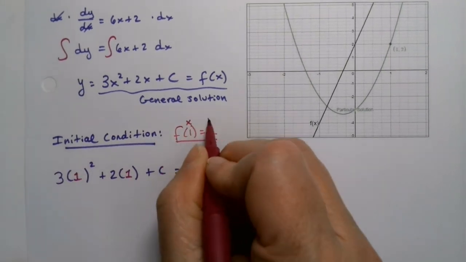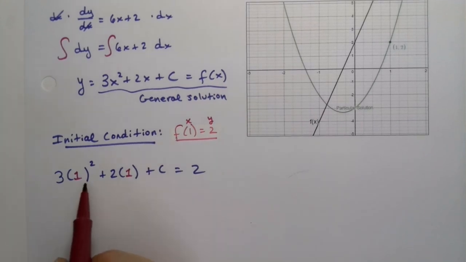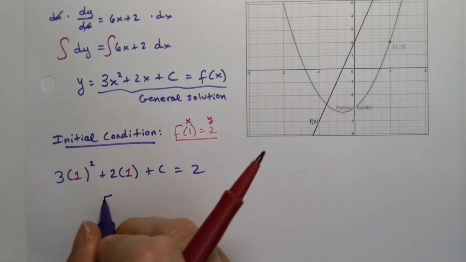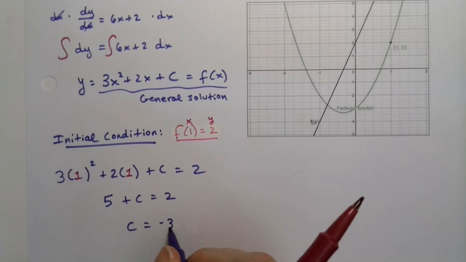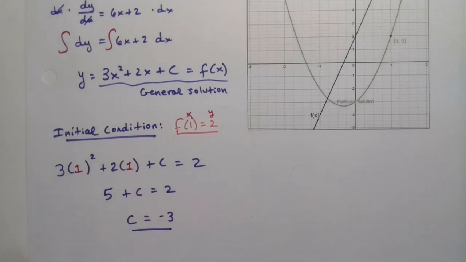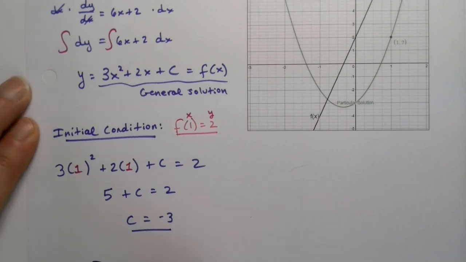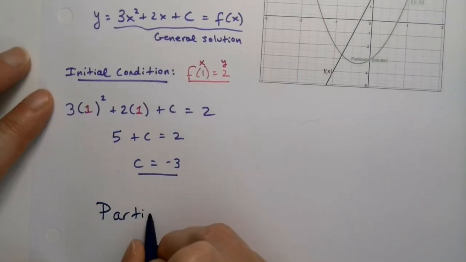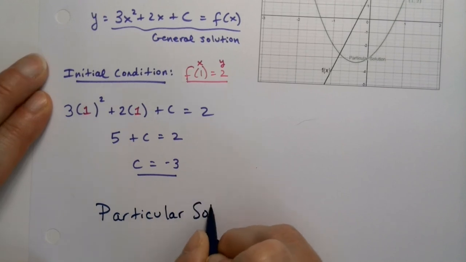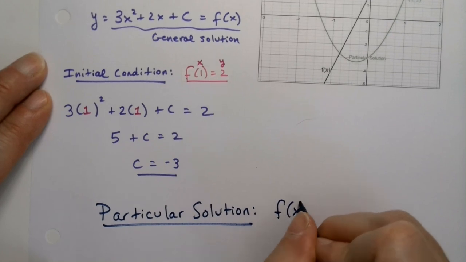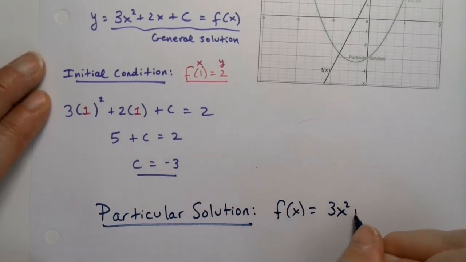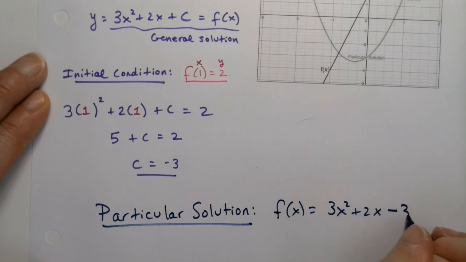This is x, this is y. So 3 times 1 squared plus 2 would be 3 plus 2, which is 5. So 5 plus c is equal to 2. So c is equal to -3. And that means that our particular solution, not our general solution. The general solution is the one that's in motion. But the particular solution would be f of x equals 3x squared plus 2x minus 3.